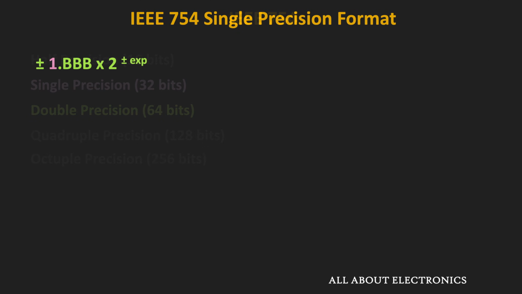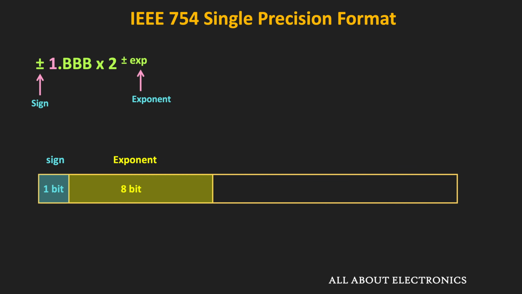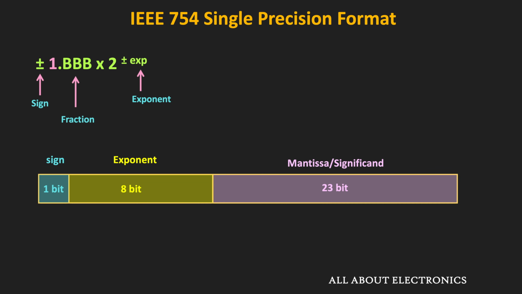So first, let us see the single precision format. In this single precision format, the floating point number is stored in 32 bits. Out of the 32 bits, 1 bit is reserved to indicate the sign of the number. If this bit is 0, then the number is positive, and for negative numbers, the sign bit will be equal to 1. Then the next 8 bits are reserved to store the exponent value, and the remaining 23 bits are used to store the mantissa.